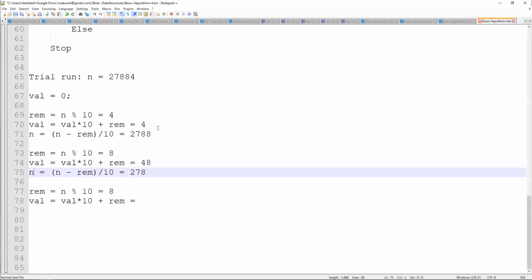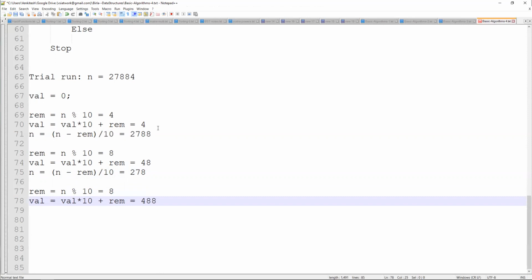And then I do the same thing. n is equal to (n minus rem) by 10, which now extracts the last digit, throws it out, 278. Now I repeat this. Remainder is now n mod 10. Last digit of 278 is 4. And now I say val is val times 10 plus rem. Current value is 48. 48 into 10 is 480. 480 plus this last digit 8. So that is 488.